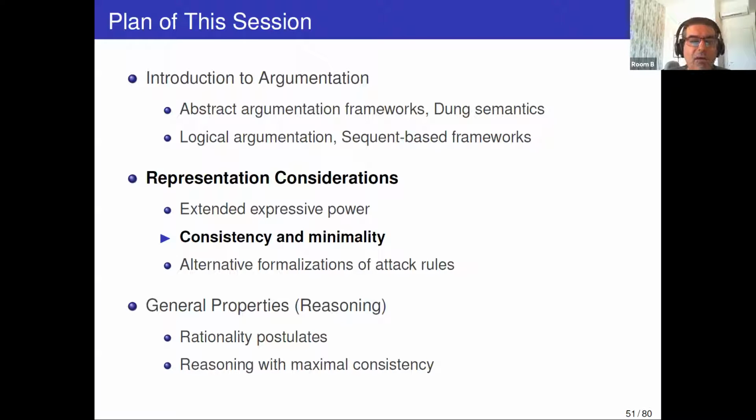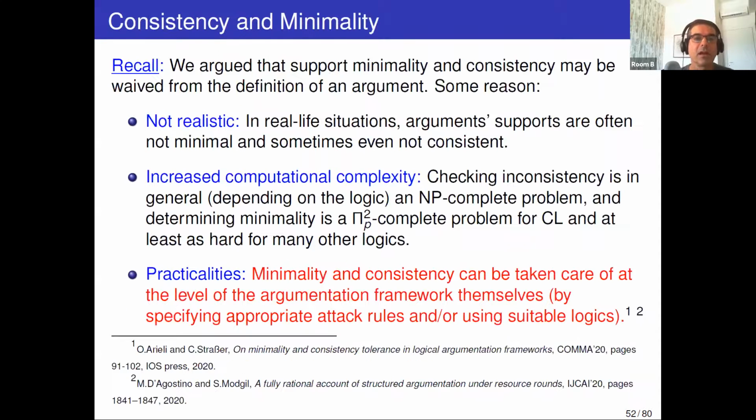Now let's turn to some considerations that are related to consistency and minimality, something that I have mentioned previously. So recall that we argued that support minimality and consistency may be waived from the definition of arguments, and I've already mentioned some reasons that it is not realistic, for instance, that unnecessarily computational complexity considerations are involved, and so forth. And I also mentioned the practicalities that minimality and consistency can be taken care of at the level of the argumentation frameworks themselves by specifying appropriate attack rules and or using suitable logic. And I will demonstrate this in the next slides.